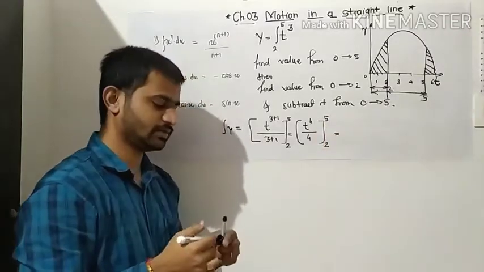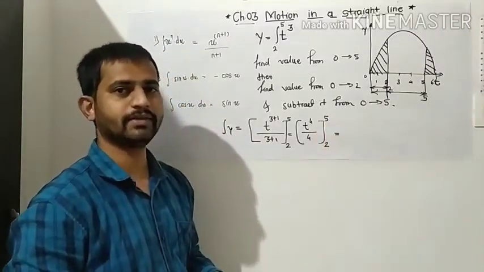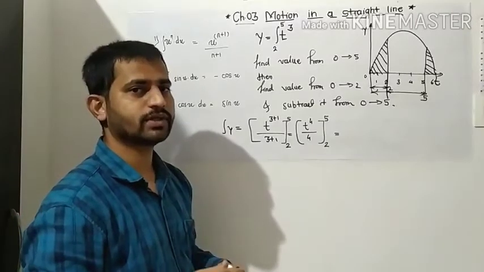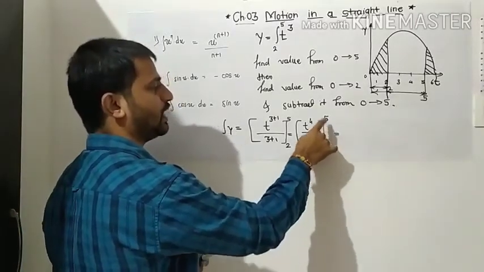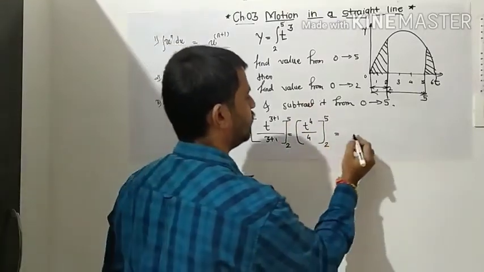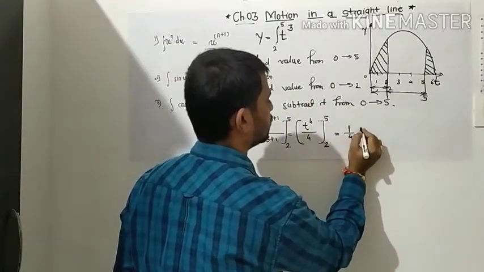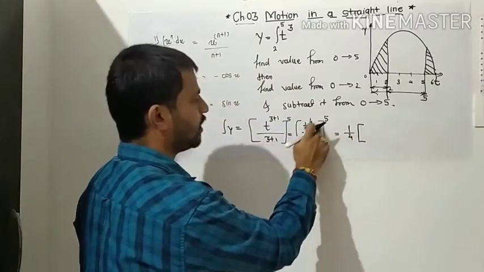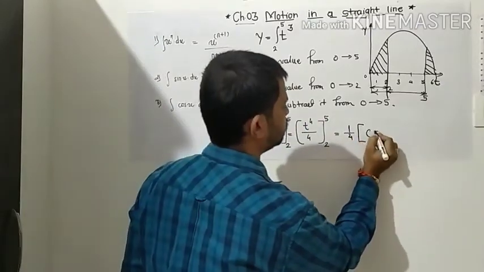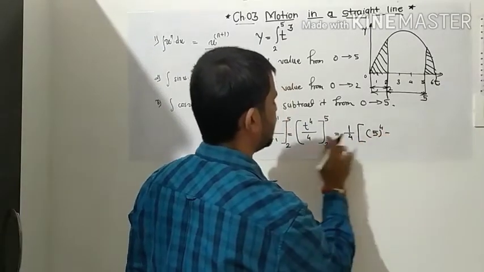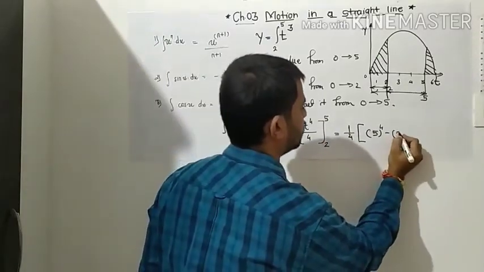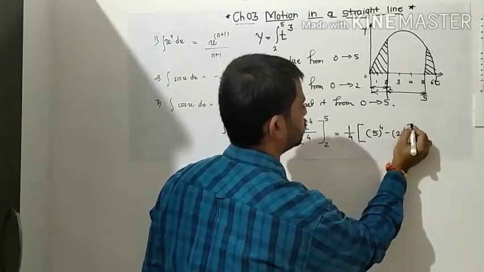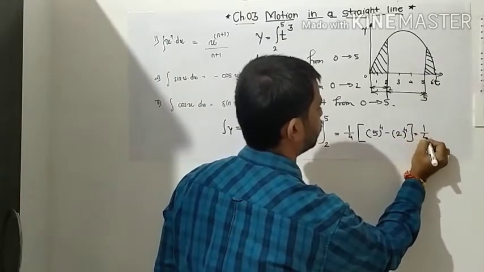Then in this case, how to apply the limits? We just have to subtract the value of the lower limit from the higher limit. So 1 by 4 is common here, then we have to put the 5 here. So 5 raised to 4 minus 2 raised to 4. Okay, 5 raised to 4 minus 2 raised to 4, so we'll get 1 upon 4.